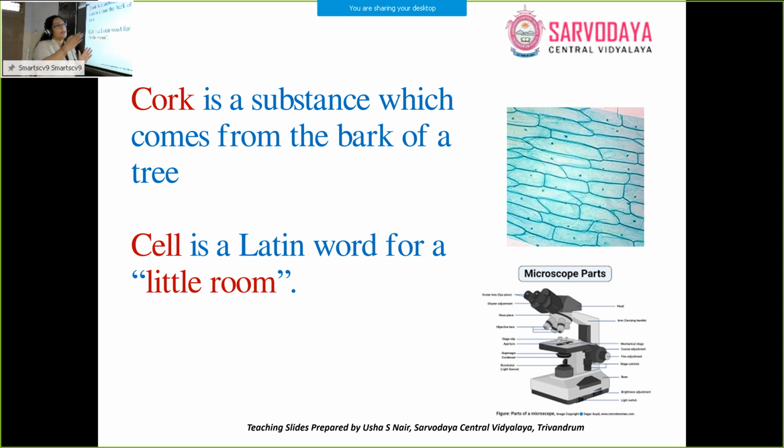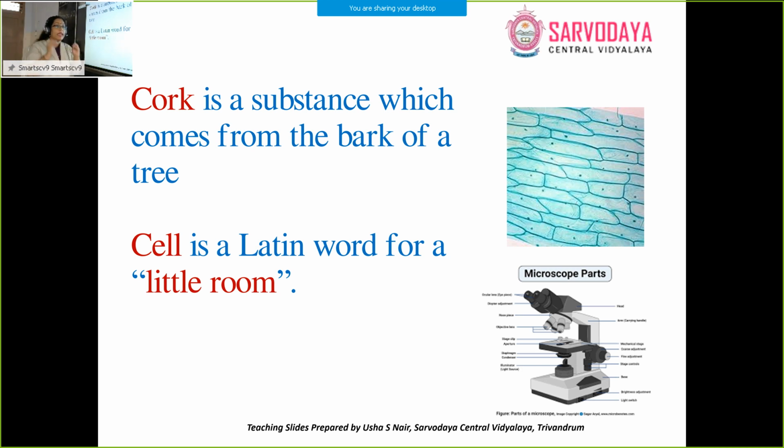There you have the onion cell. We know that the onion cell is a plant cell. We have also learned about the cheek cell, that is an animal cell. And what is the difference between plant cell and animal cell? The main difference: plant cell has a cell wall and animal cell does not have. That is the main difference between them.